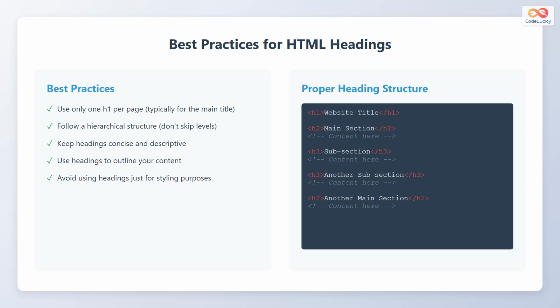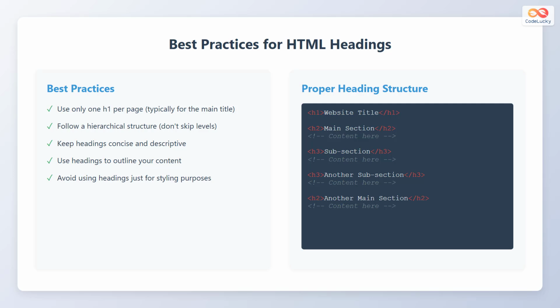Let's look at some best practices for using HTML headings. First, use only one h1 per page, typically for the main title. Second, follow a hierarchical structure and do not skip heading levels. Third, keep headings concise and descriptive. Fourth, use headings to outline your content, making it easier to understand the structure of your page. Lastly, avoid using headings just for styling purposes. They are meant to define structure.